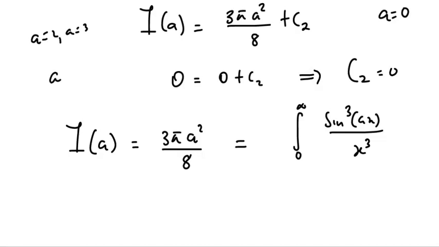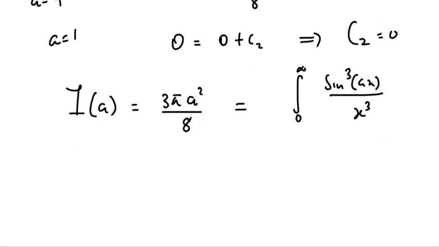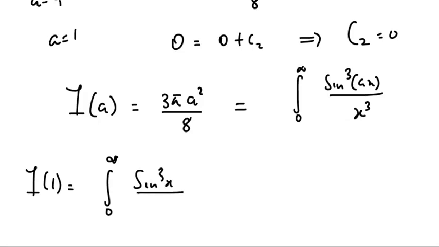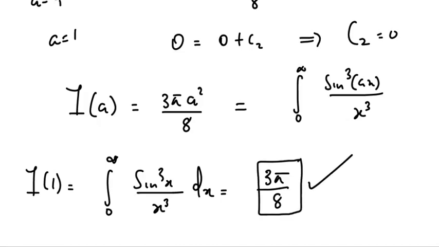So here we know that we're going to let a equals 1. That will give us the original integral. Therefore, we have that I of 1 is equal to the integral from 0 to infinity of sine cubed of x divided by x cubed dx, which is equal to 3 pi all over 8. And this is what we have been looking for.